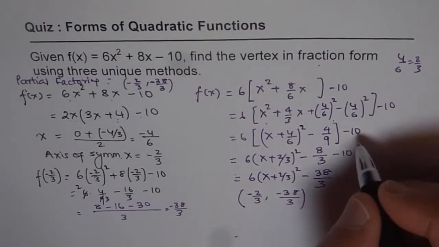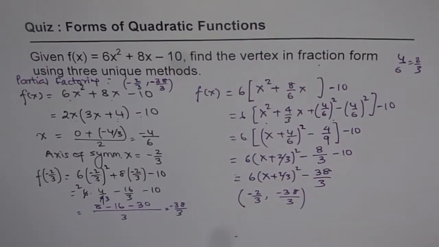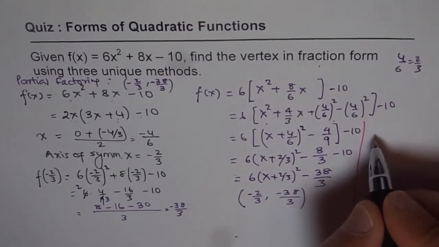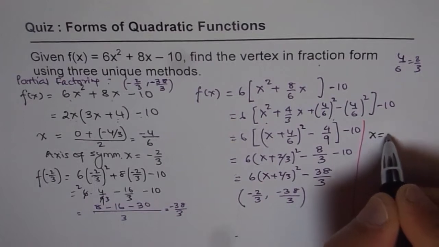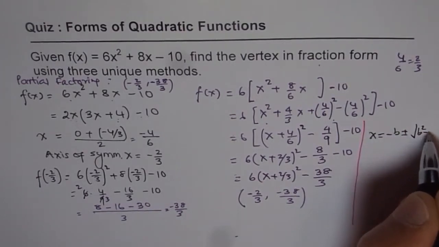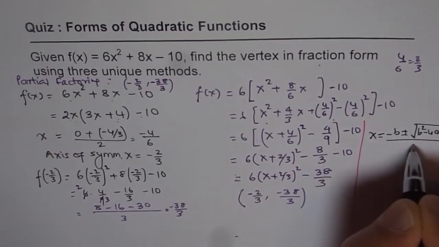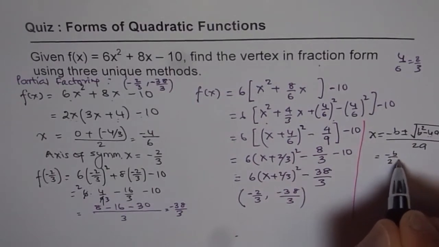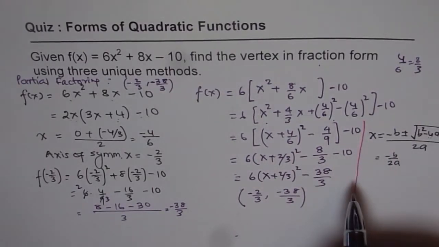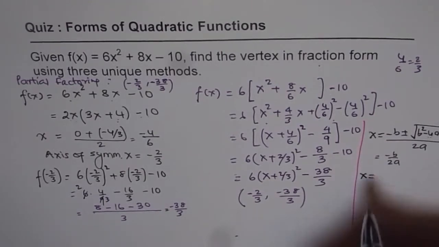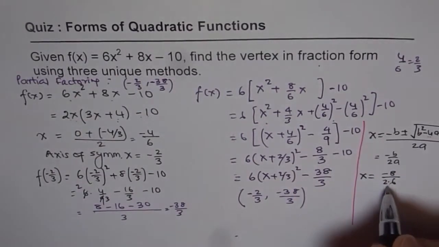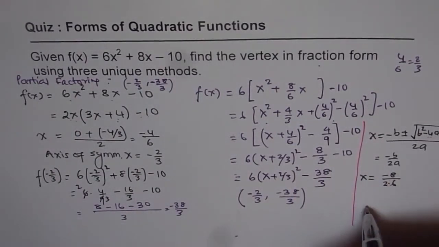Third method is that whenever you have an equation in standard form, then you can actually find the vertex by the quadratic equation itself. So in a quadratic equation, let me tell you how we get it. x equals minus b plus minus square root of b square minus 4ac divided by 2a, right? Now at the vertex, this term is 0, and therefore x is minus b by 2a. So if you do minus b by 2a, you get the x value. Do you understand? So x equals minus of 8 divided by twice a, which is 2 times 6.